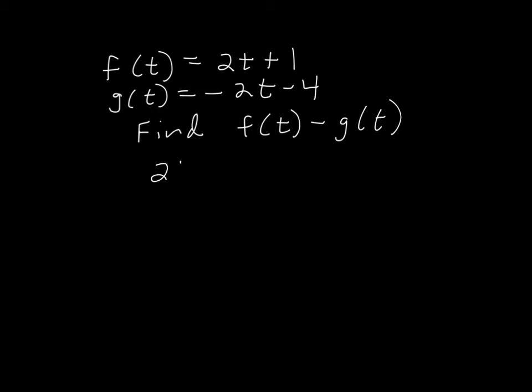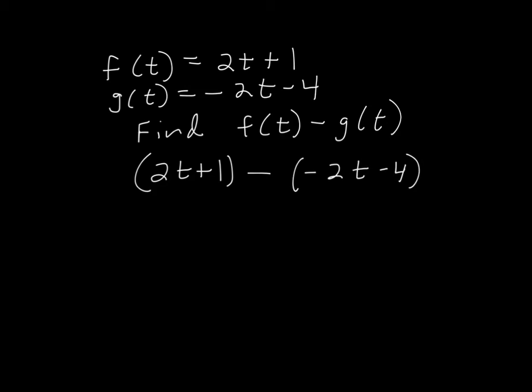It's going to be 2t plus 1 minus, and then we have to be careful. We could put a parenthesis here, but it really isn't doing anything other than saying, hey, look, I have this function that was right here. But this other one, we have to put a parenthesis. I'll explain.